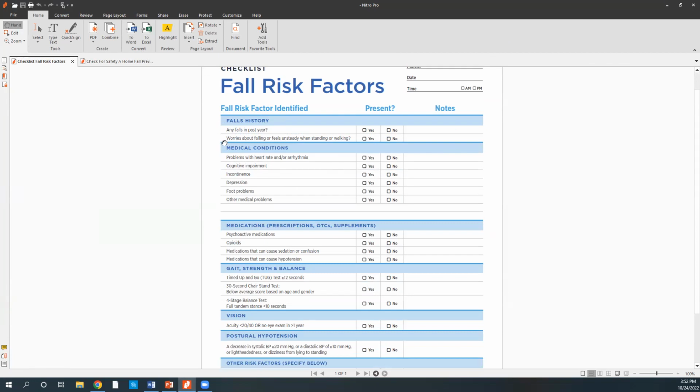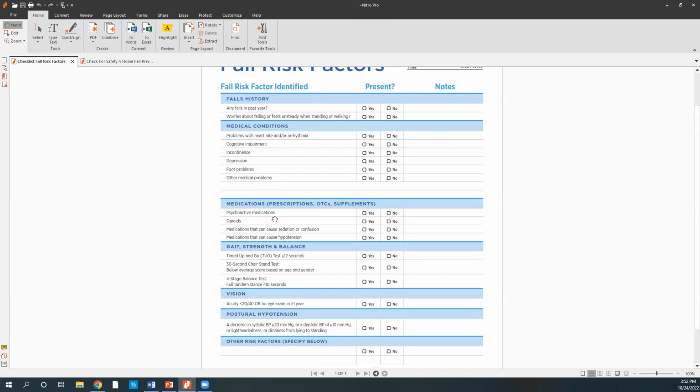So again, fall history, always the top one. Any falls in the past year, and are you worried about falls? Again, those are the two biggest things that impact falls and that we can do something about. Any of those medical conditions, if you have individuals who have these, they're at a higher risk.